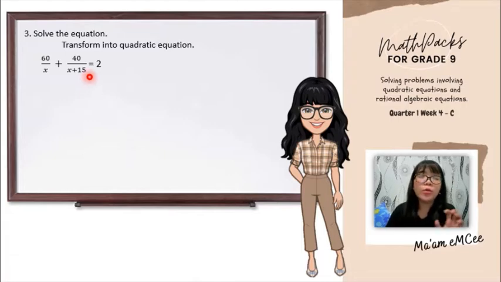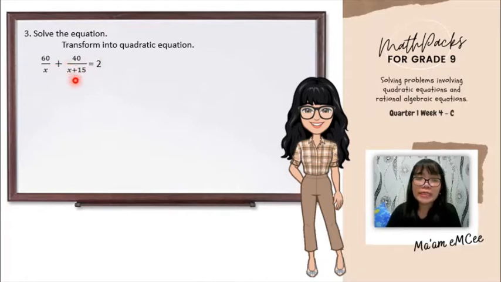Okay, so the answer there is no. There is no other common factor for x and x plus 15. The common factor is not x, because here there is x, but there is no x there. This one is a binomial, this one is a monomial. So to have a common factor for your binomial, each term should have x.